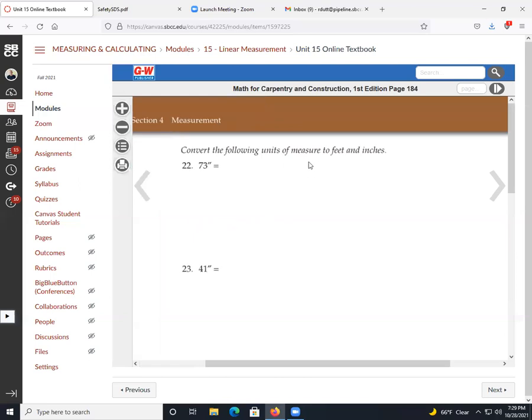Convert the following units of measure to feet and inches. Okay, 73, Dylan. Number 22, the one that's showing right at the top. 73 inches is how many feet and inches?